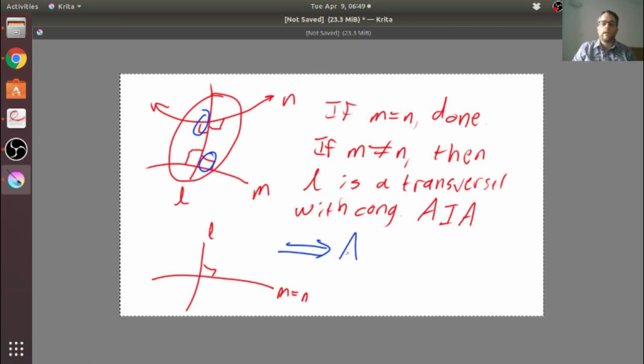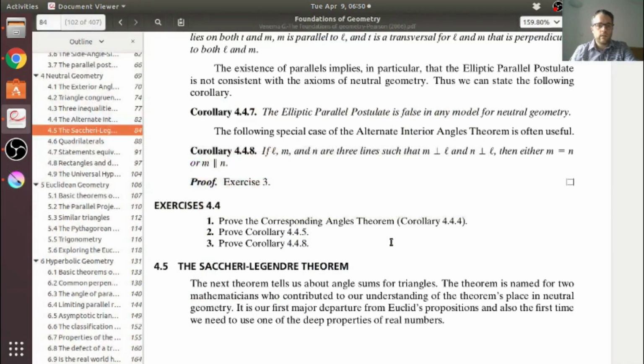And according to the alternate interior angles theorem, I can therefore say that M has to be parallel to N. Let's try that again. M has to be parallel to N. Okay. So I hope that makes sense. That's corollary 4.4.8. So it's just to use the alternate interior angles theorem, and it works.